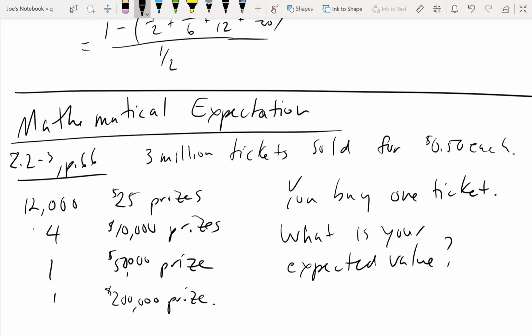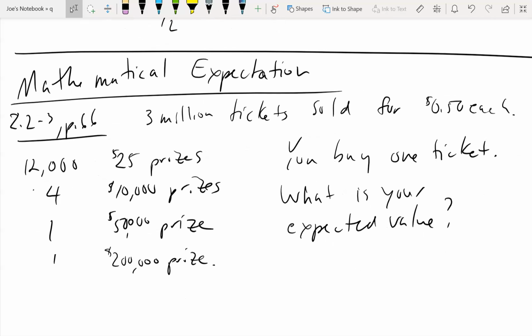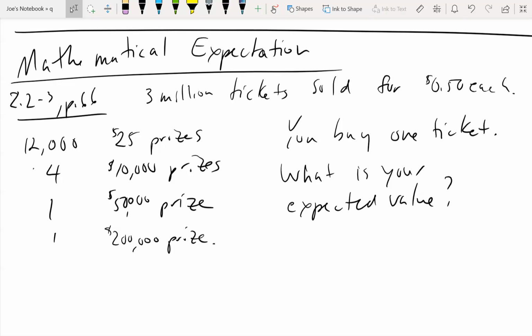All right, so let's see how this works. We'll worry about the 50 cents each at the end. Let's just think about your probability for winning on one ticket. So there's 3 million tickets sold. What's the probability that you win one of the $25 prizes? The 12,000 divided by the 3 million would be your probability that you win one of the $25 prizes, right?